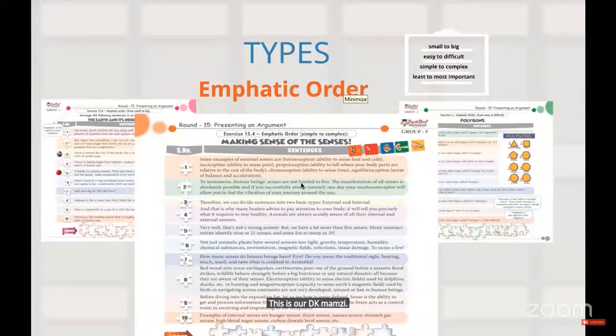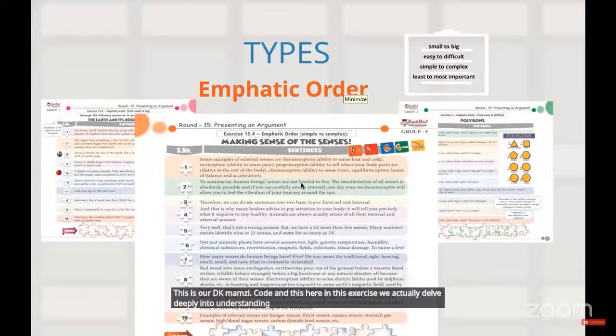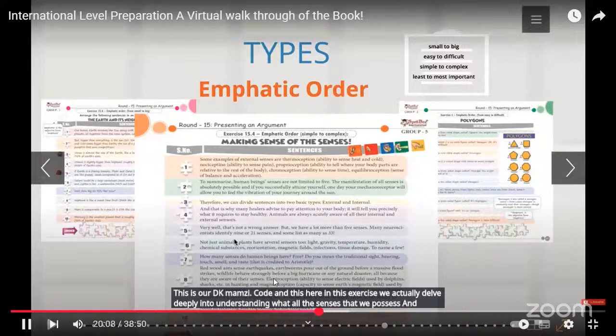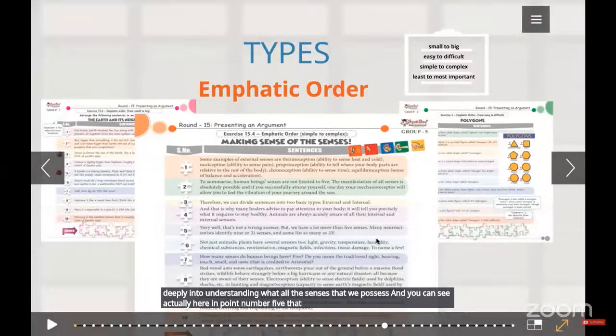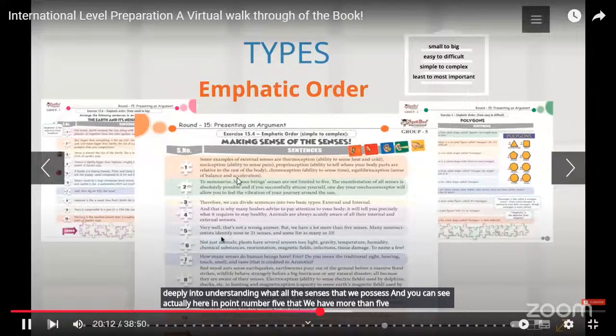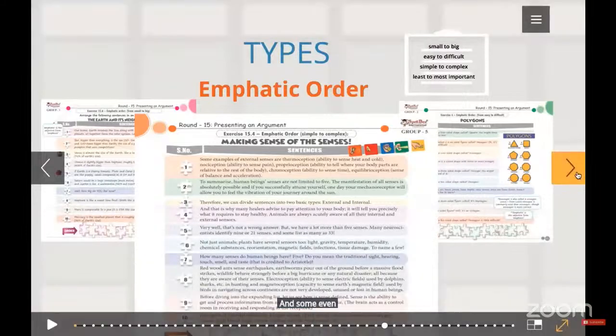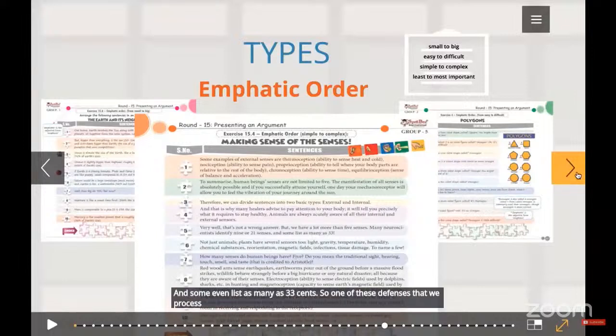And in this exercise, we actually delve deeply into understanding all the senses that we possess. And you can see here in point number 5 that we have more than 5 senses. Many neuroscientists identify 9 or 21, and some even list as many as 33 senses. So what are these senses that we possess? This is emphatic order from simple to most complex.